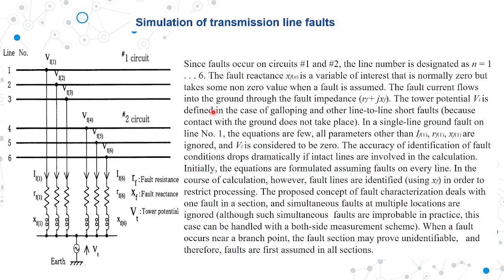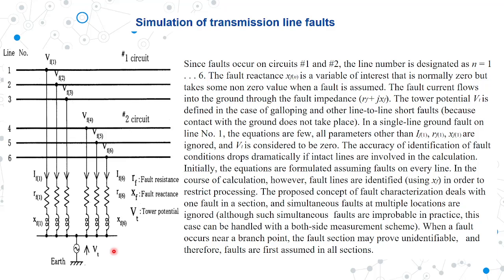So the fault current flows into the ground through the fault impedance R plus jX. So when the fault occurs, we can completely say it is an impedance when the resistance and reactance both occur in the system. So what is VT? What is the tower potential? This tower potential only occurs when there is contact with the ground. When there is no contact with the ground, like we can say line to line fault, then there is no VT occurring because the contact with the ground does not take place.